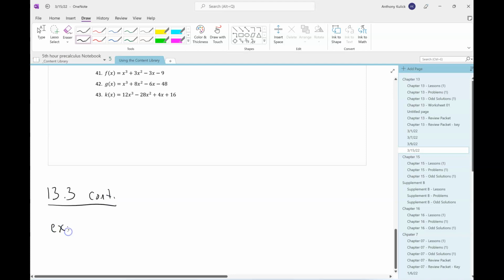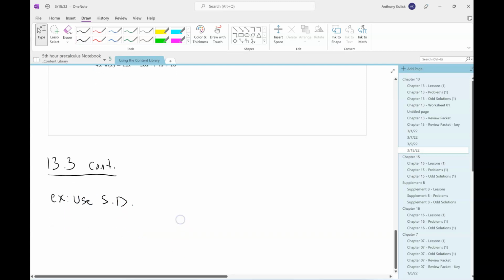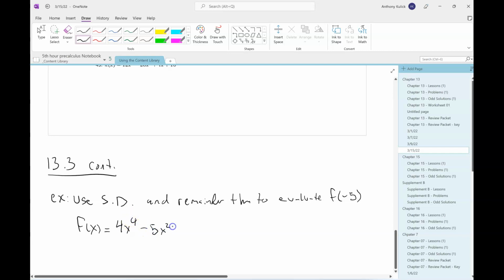So I'm just going to start with an example. This example says to use synthetic division and the remainder theorem to evaluate f of -5, where f of x is 4x to the fourth minus 5x squared plus 7x minus 8.